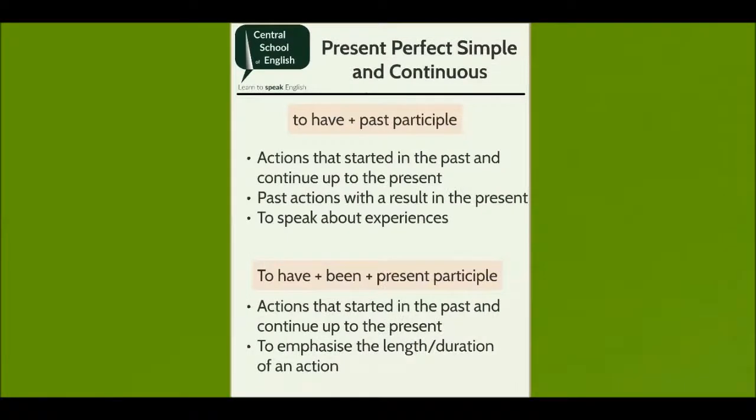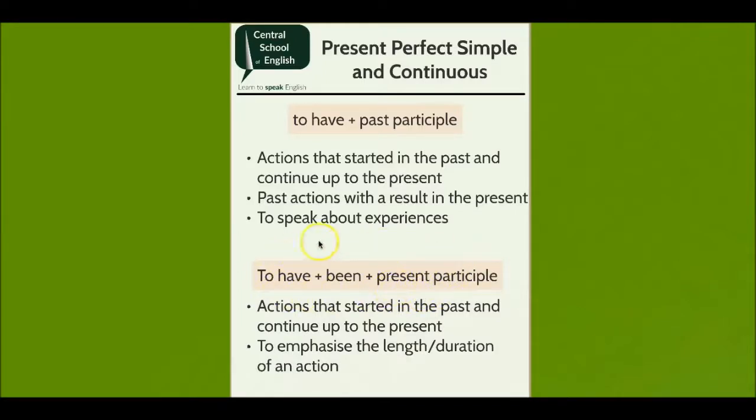In this video, we have learned that to make the present perfect simple tense, we must use the verb to have plus the past participle. We also learned that we use the present perfect simple tense to speak about actions that started in the past and continue up to the present time, past actions with a result in the present, and to speak about our experiences.